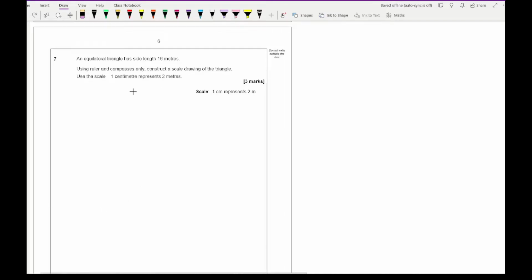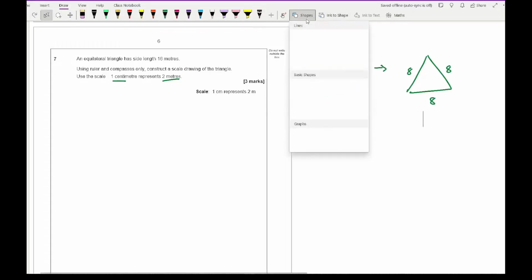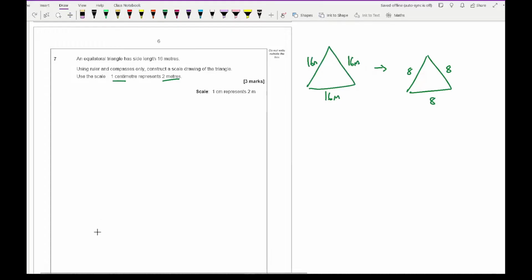So I'm going to talk you through the steps of how you actually do this. The key thing to remember in this particular question is the scale. We are using 1 centimeter represents 2 meters. Because we want an equilateral triangle of 16 meters, what I need to draw is an 8 centimeter equilateral triangle. So to start off, we draw an 8 centimeter line. I'm just going to imagine that there is 8 centimeters.